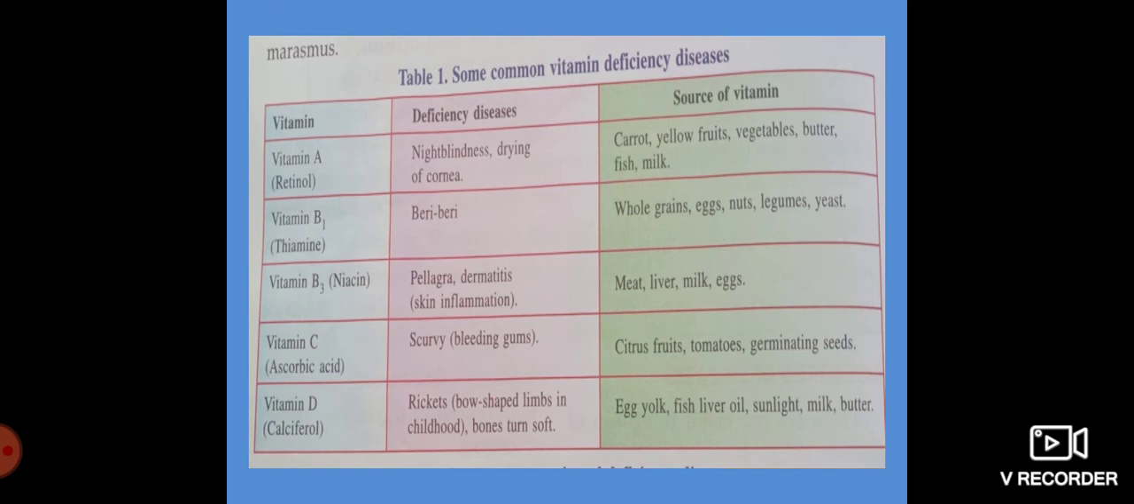Examples: deficiency of vitamin A causes night blindness and drying of cornea. Deficiency of vitamin B1 causes beriberi. Deficiency of vitamin B3 causes pellagra and dermatitis. Then vitamin C deficiency causes scurvy. Vitamin D deficiency causes rickets. Okay, so these are the common vitamin deficiency diseases.